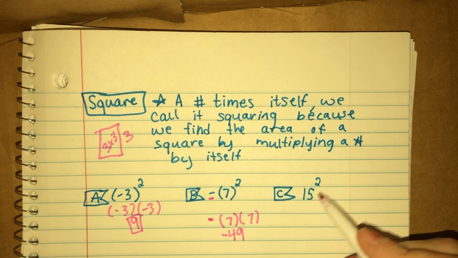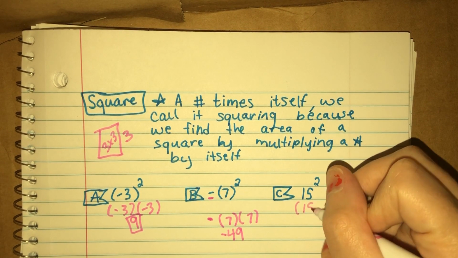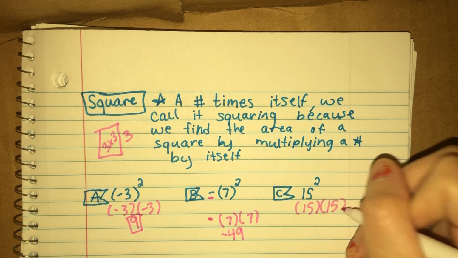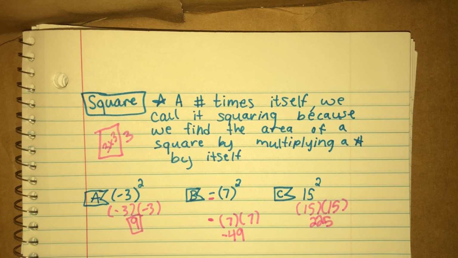Final one is 15 squared, so that's normal, no negatives. That just means 15 times 15, which gives you 225. And that's it for A, B, and C.